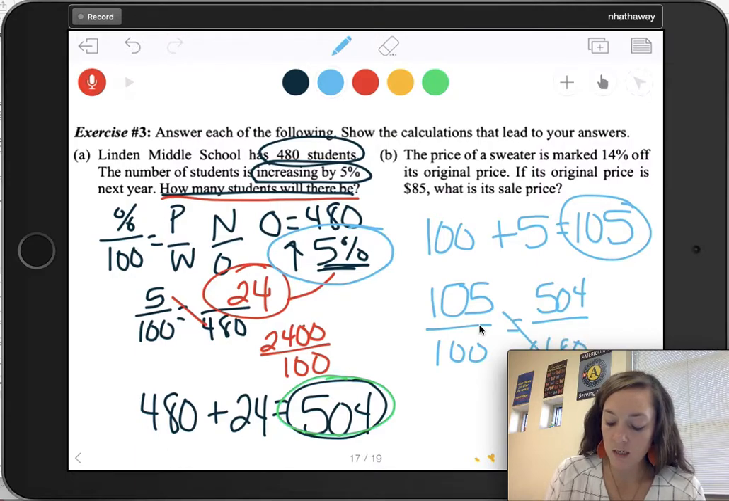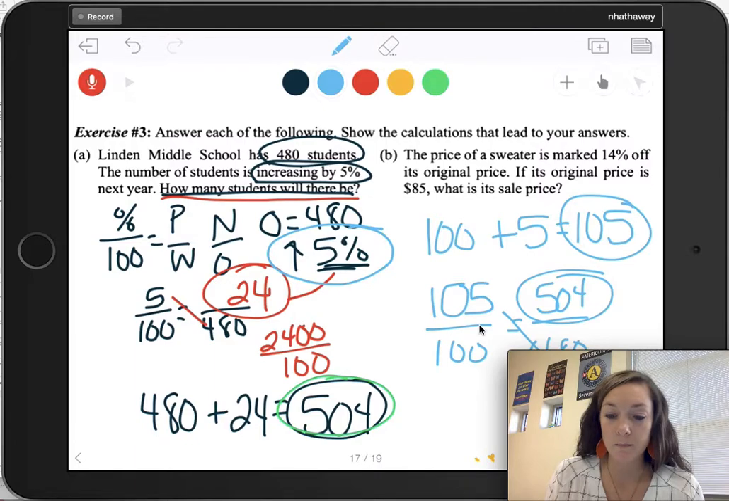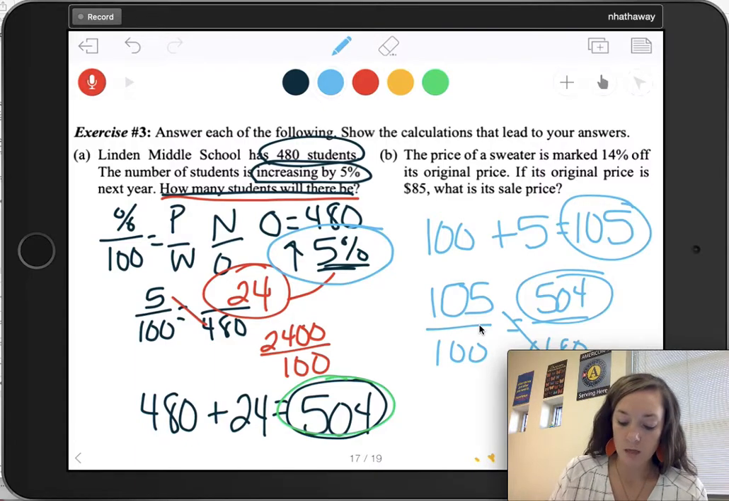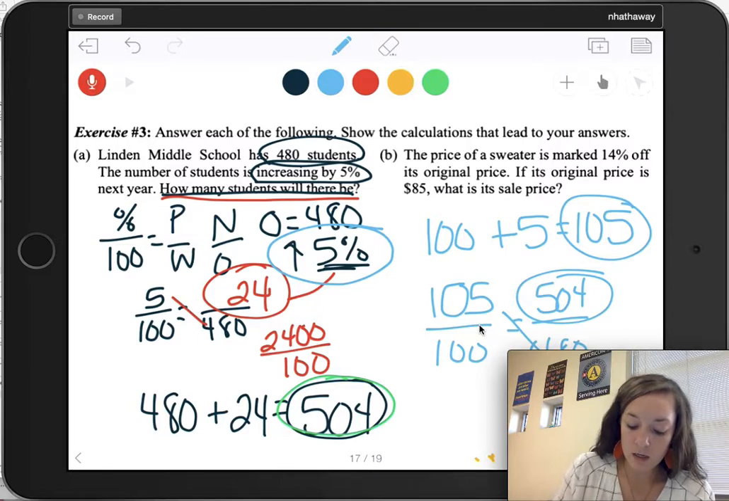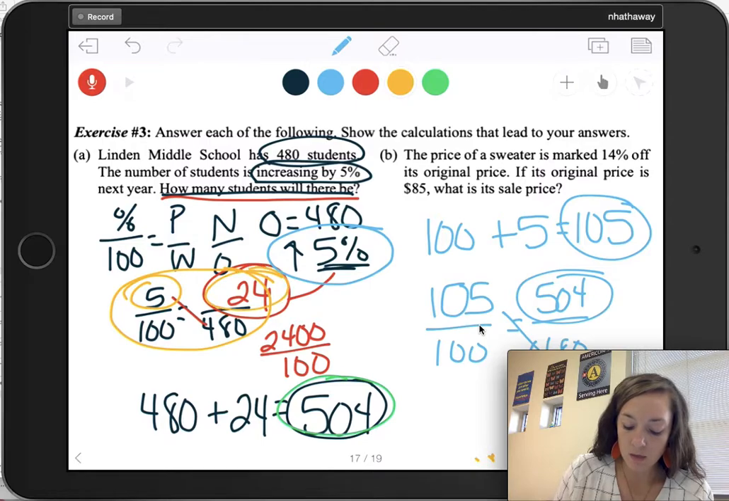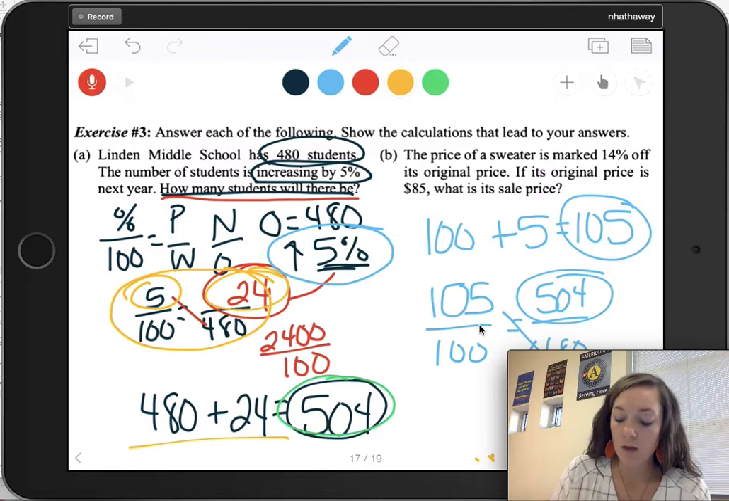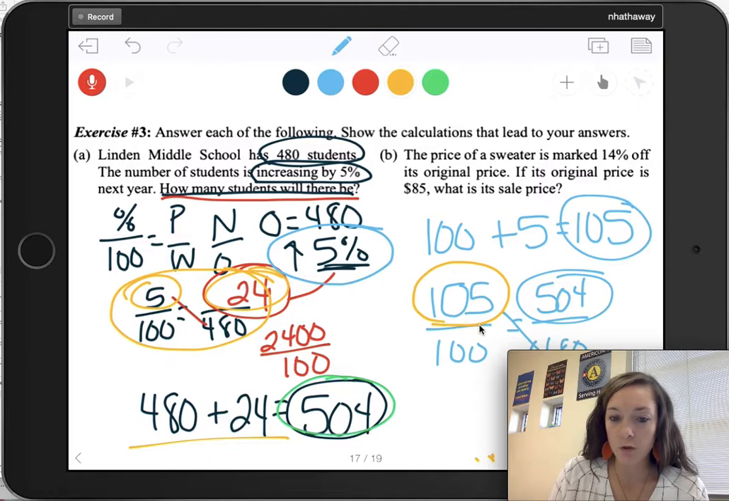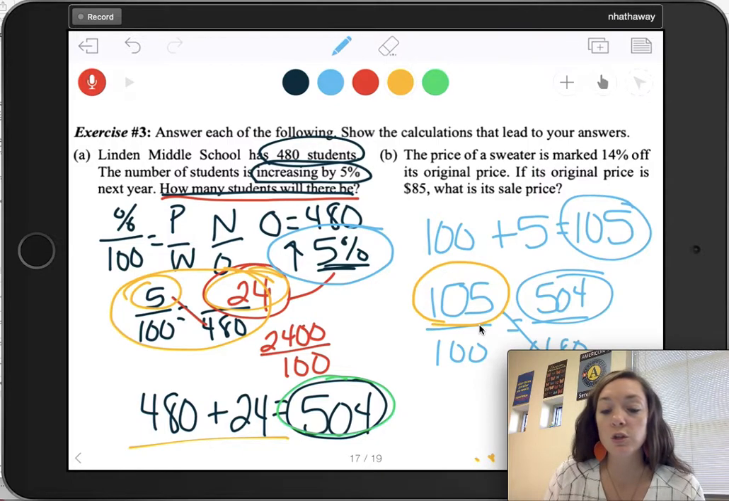So if I do 480 times 105 and then divide by 100, it's going to be a big number, but it would be 50,400. Divide that by 100, and I'd get 504. Now, the difference here is that we are using the 5% to find our part, and then we're adding to get our new amount, rather than in the lighter blue, where we're using the new percent of the original to find our value. Whichever one makes sense to you, please use that one.